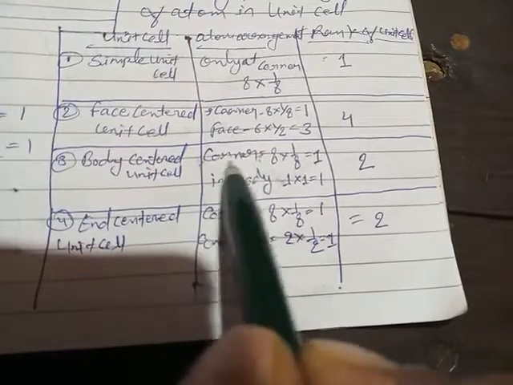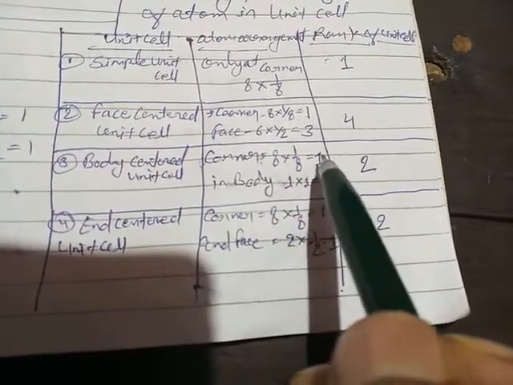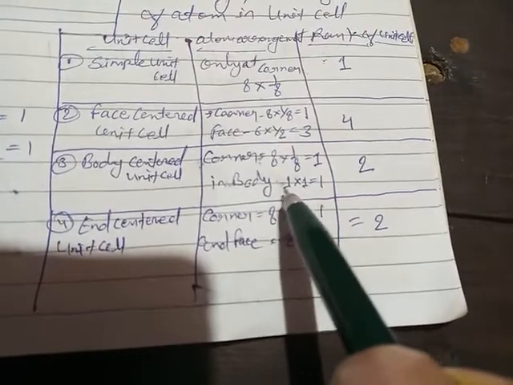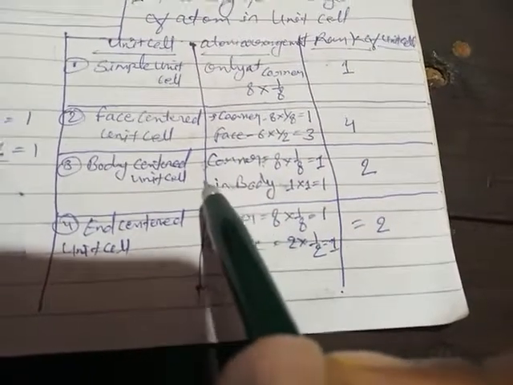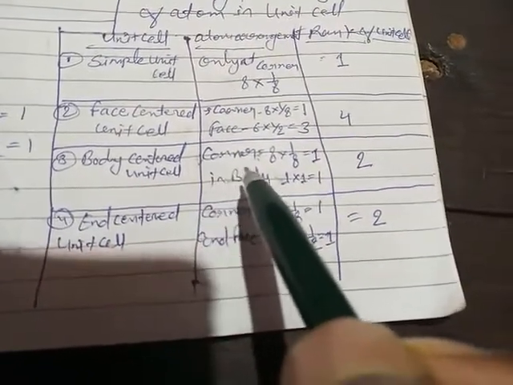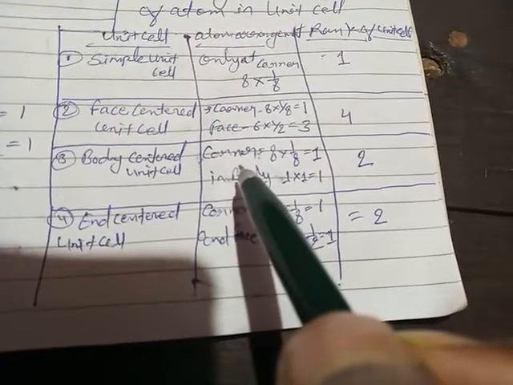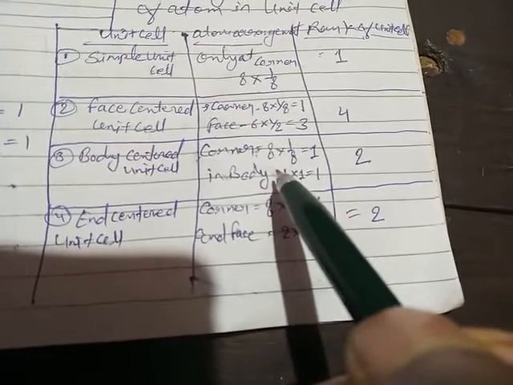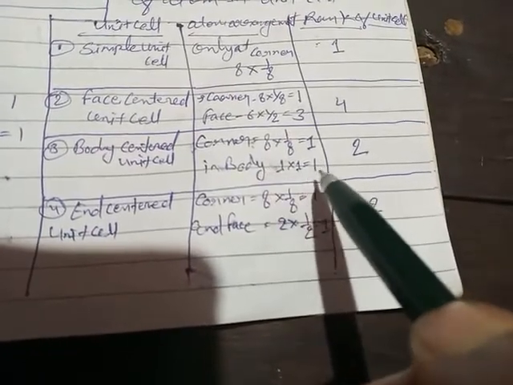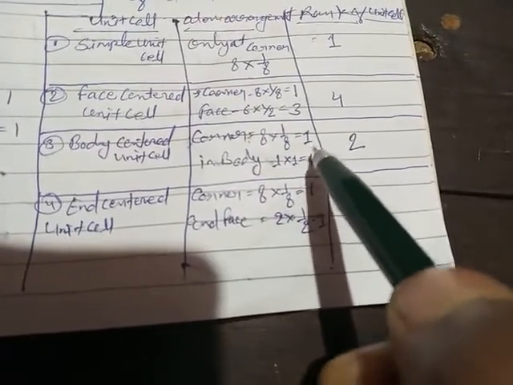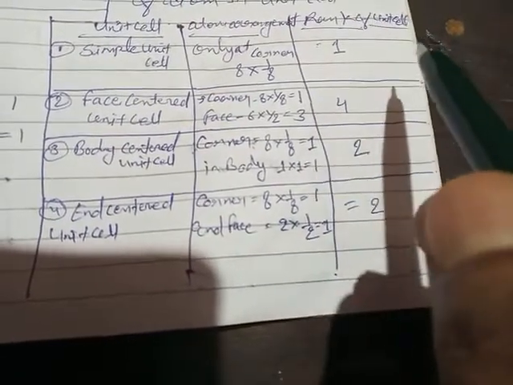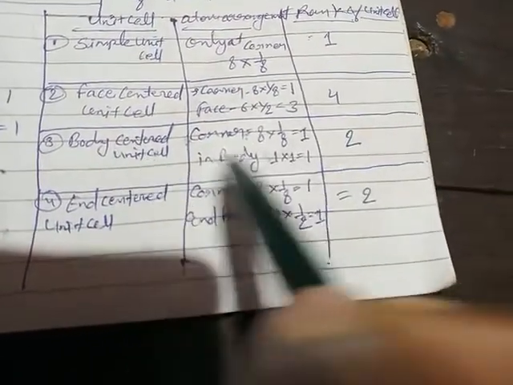And body centered, so corner is 8 into 1 by 8 is equal to 1. And body centered 1 is 1. In body centered, apart from each corner, which we have already discussed, inside of the body centered one another point also is situated there. So in this way 1 plus 1 is equal to 2. So rank of the unit cell of the body centered is equal to 2.